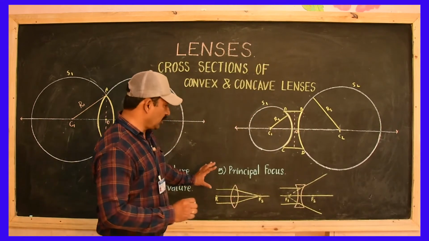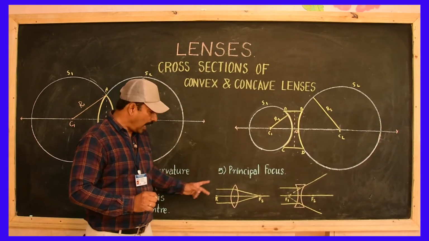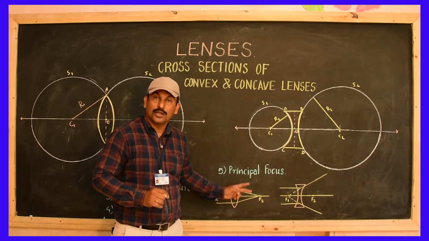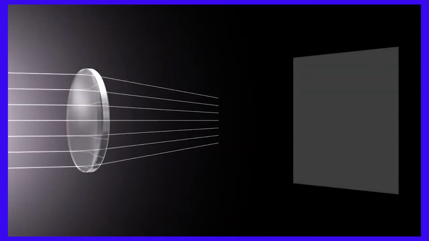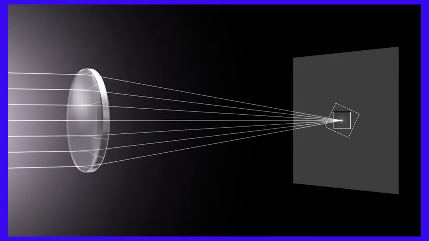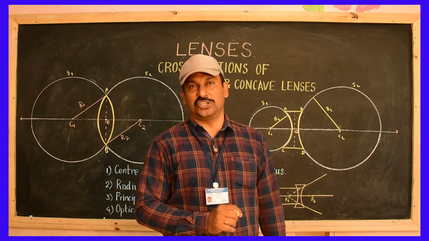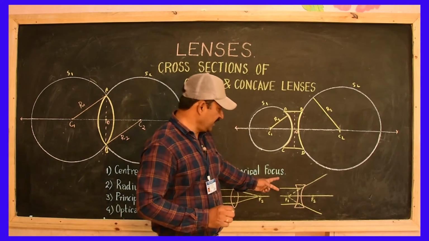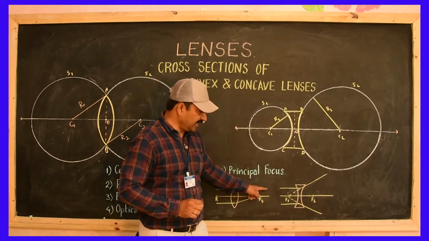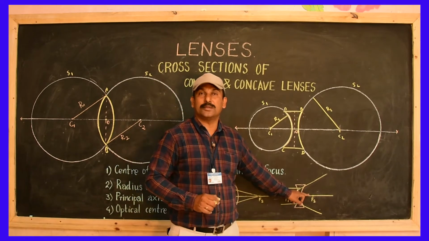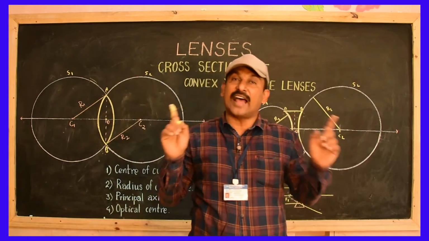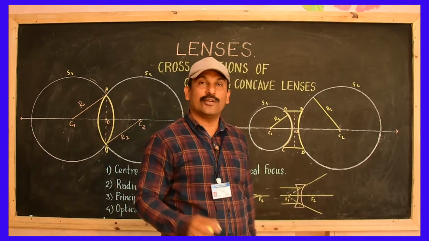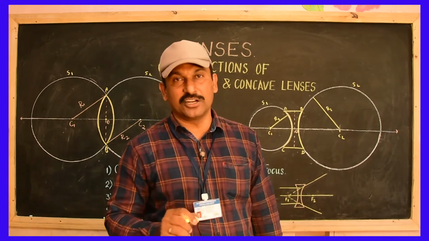Now when we see the convex lens over here, after refraction, the rays of light come and meet in a point. The rays get converged and hence the convex lens is also known as a converging lens. And when we see the rays over here, the rays of light parallel to the principal axis, after refraction they go out, that is they diverge. That is why the concave lens is also known as a diverging lens.